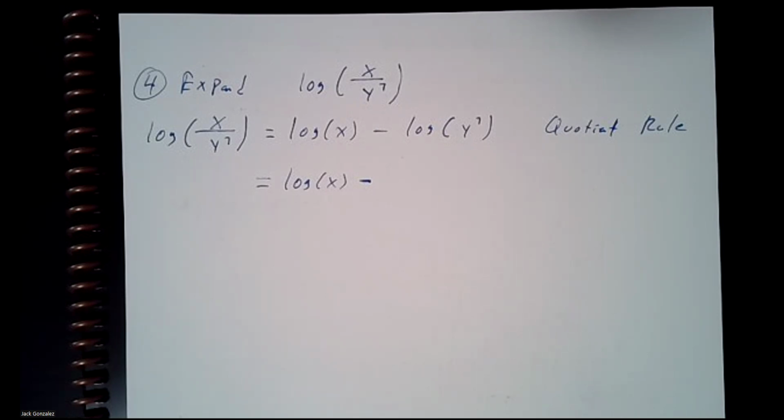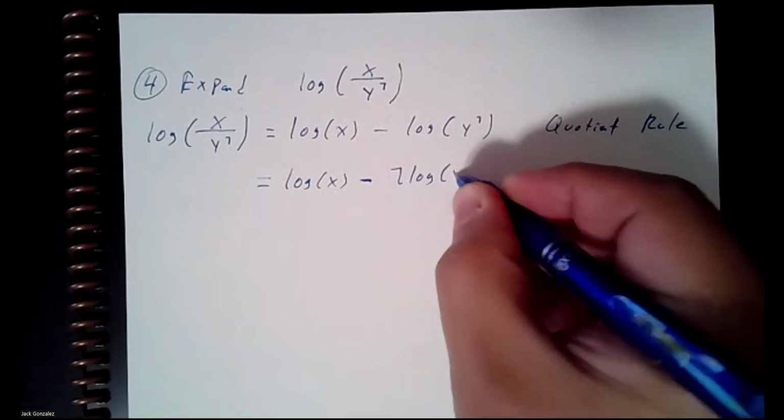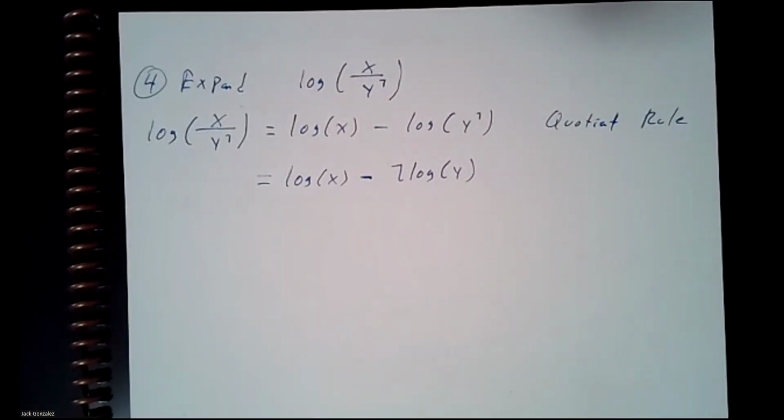Yeah, just put the 7 in front, right? And that's it. There's nothing else that can be done. So we expanded it, and then we brought the powers down. Okay, and that's it. Nothing else we can do.